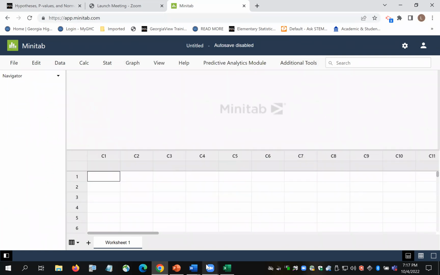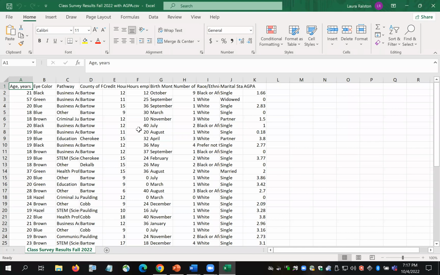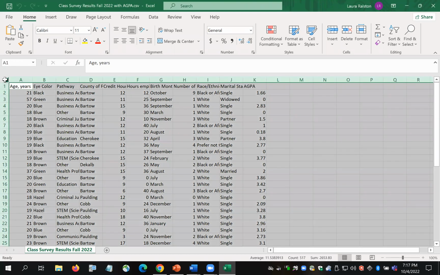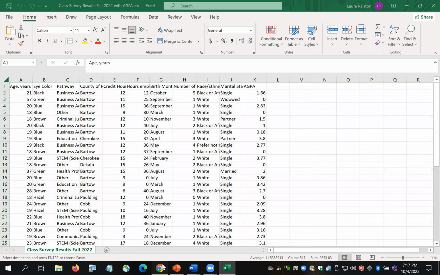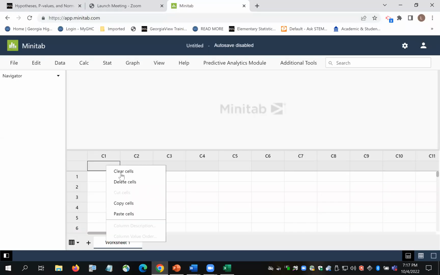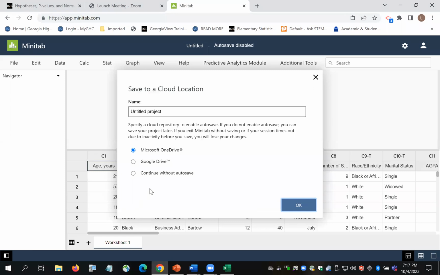Okay, so I have Minitab opened. I've downloaded the spreadsheet that was provided in D2L. We go to the corner and we copy the entire spreadsheet. You guys should have been doing this for a while. And we paste.